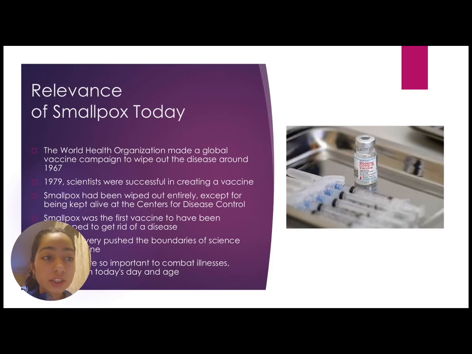The relevance of smallpox today. So basically what happened is that the World Health Organization made a global vaccine campaign to wipe out the disease, and in 1979 scientists were actually successful in creating a vaccine, and it had been wiped out around the planet entirely, except for some of it that has still been kept alive at the Centers for Disease Control.